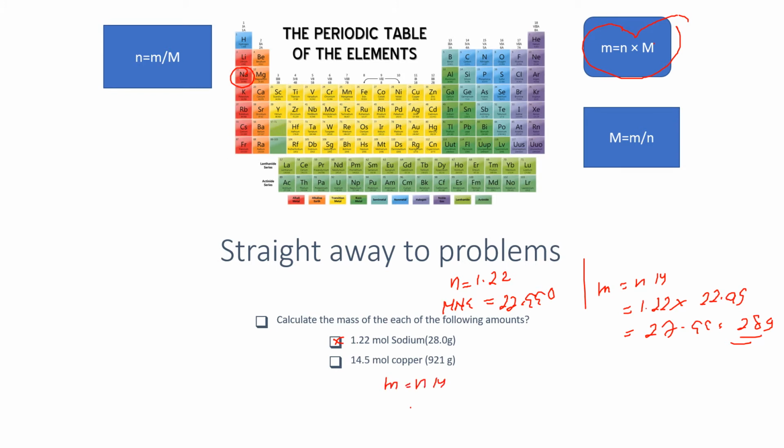Okay, now this one over here. Simple m equals simple n times capital M. Simple n is 14.5. Capital M of copper. Copper is over here. This is the molar mass, sorry, atomic mass. The atomic mass of copper is 63.54.